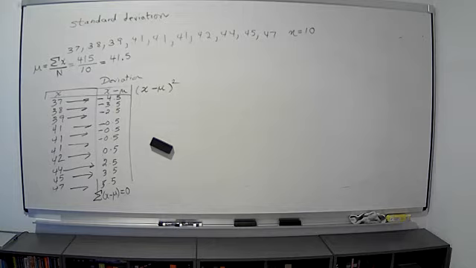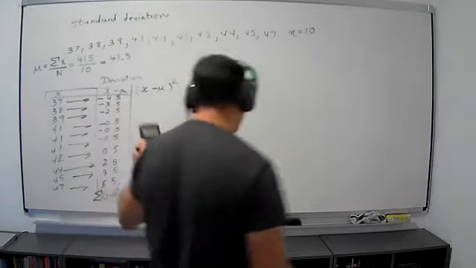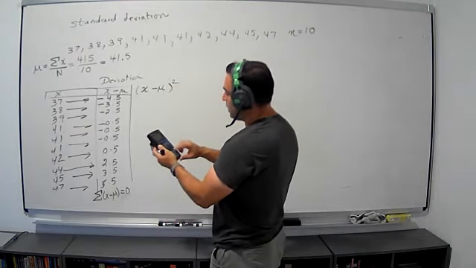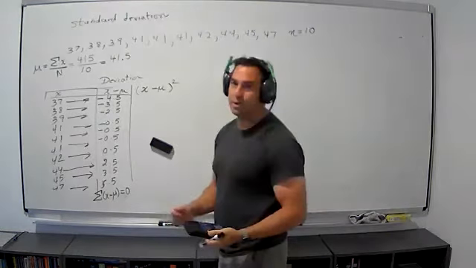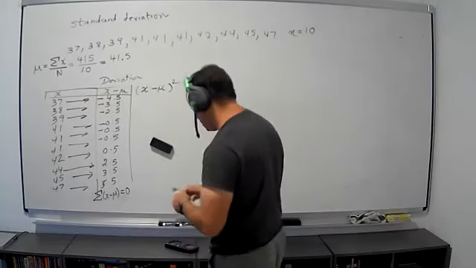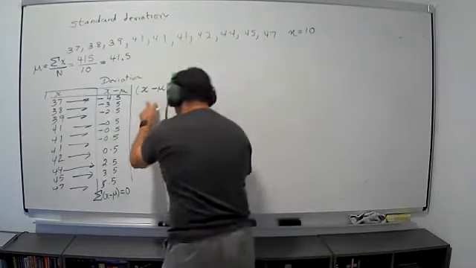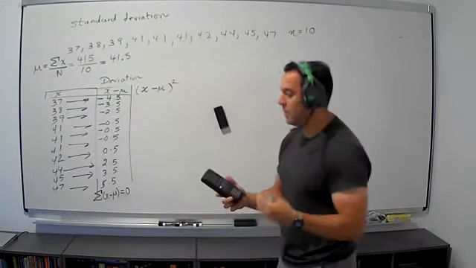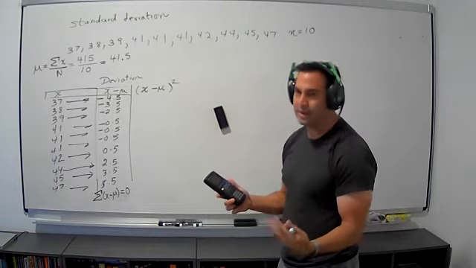Negative 4.5 squared comes out positive. By the way, a lot of you go into the calculator and type negative 4.5, raise it to the second, and get negative 20.25. You did it wrong. A negative times a negative comes out to a positive. So all these numbers here have to come out positive. Don't allow yourself, because of the way the calculator works, to forget that.